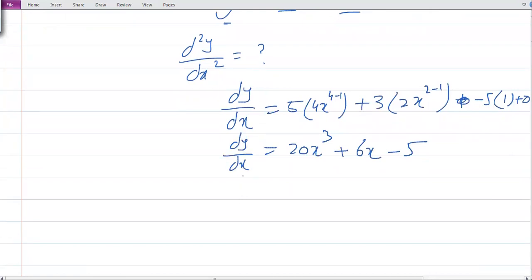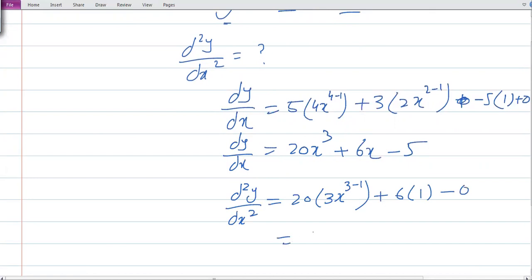Then take another derivative, that will be d2y over dx square. That will be 20. Now bring the power down, 1 minus from the power, plus 6 into 1 minus 0. So that will be 60x square plus 6. Okay, that will be our second derivative. So now this is the way to find the second derivative.